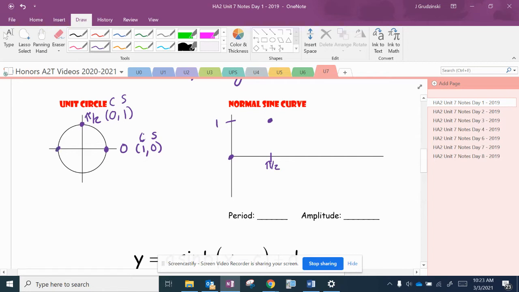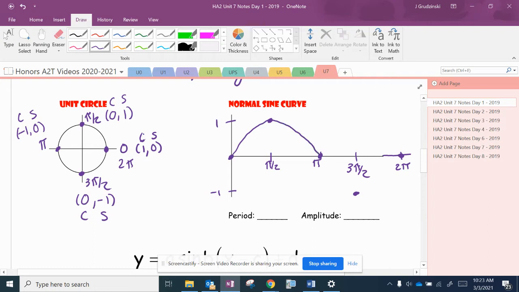The next point we're going to look at is pi. And we know that the ordered pair is -1, 0. And our ordered pair is cosine, sine. So the sine of pi is 0. And we're going to look at 3 pi over 2. We know that ordered pair is 0, -1 with cosine and sine. So the sine of 3 pi over 2 is -1. And then we get back all the way around the circle to 2 pi, we know that the sine is 0. I'm just extending my line since I didn't space it that well. And so my curve looks like this.